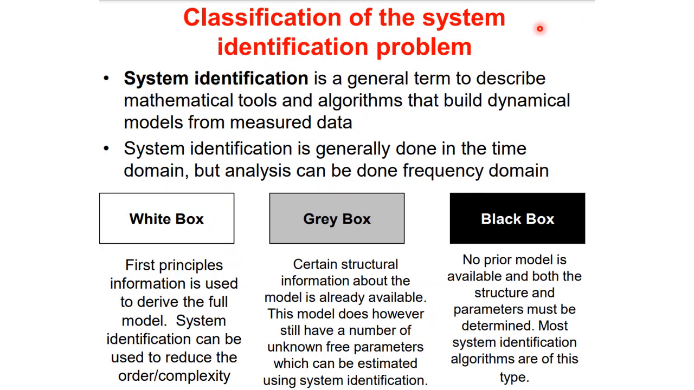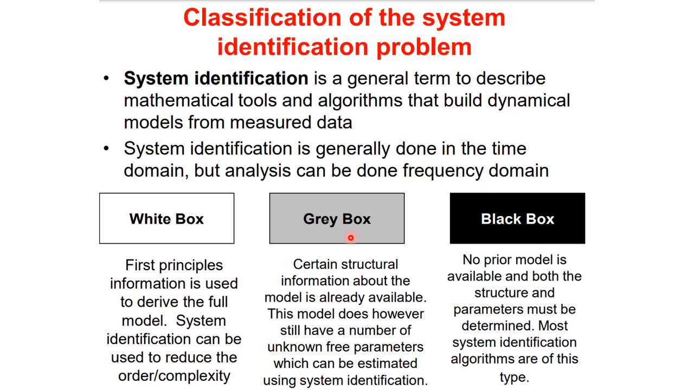Classifications of the system identification problem. System identification is generally done in the time domain, but analysis can be done in the frequency domain. There are three classifications of system identification problems. First is the white box problem. It involves first principles information, which is used to derive the full model. System identification can be used to reduce the order or complexity of the system.